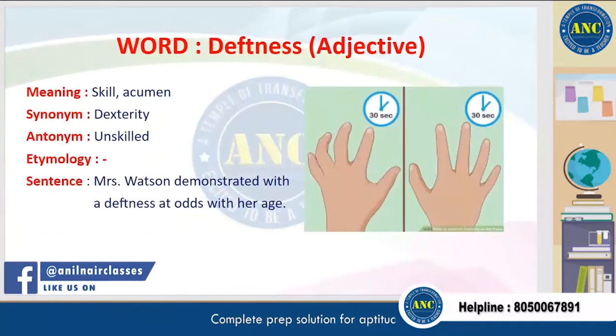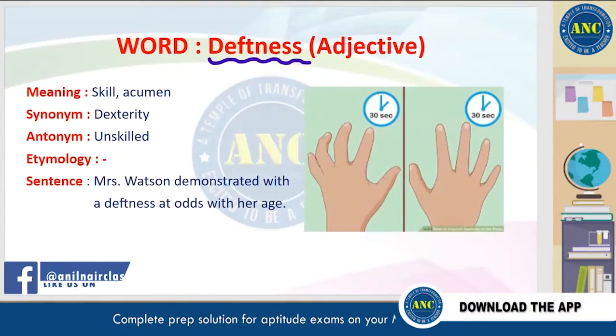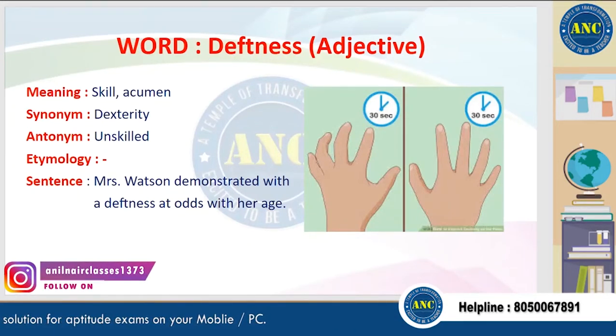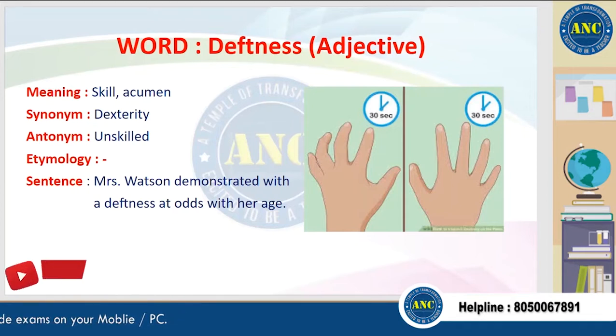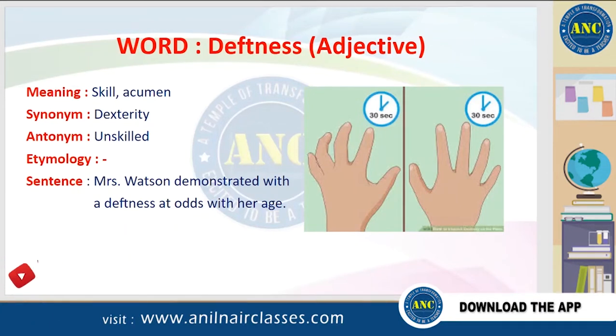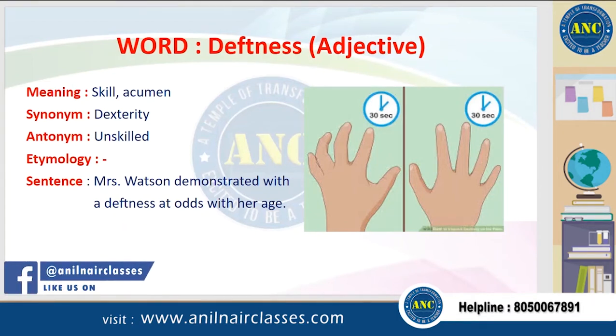The next word is deftness. Deftness means skill. A synonym for this word is dexterity, and an antonym is unskilled. A sentence for this word is, Mrs. Watson demonstrated with a deftness at odds with her age.